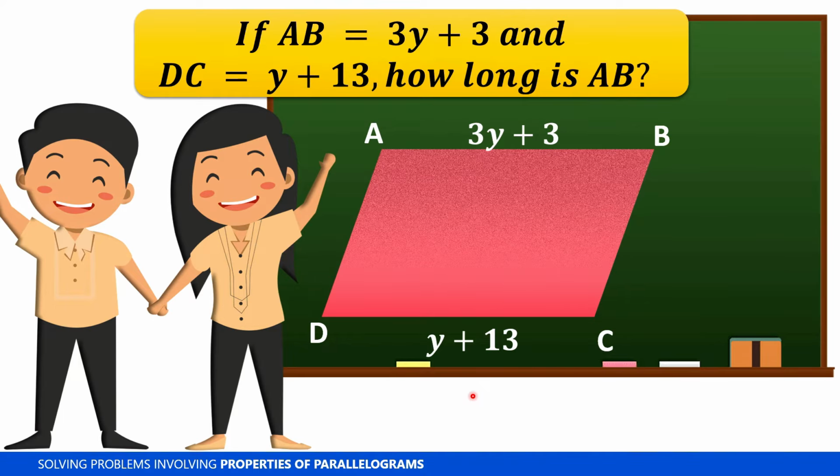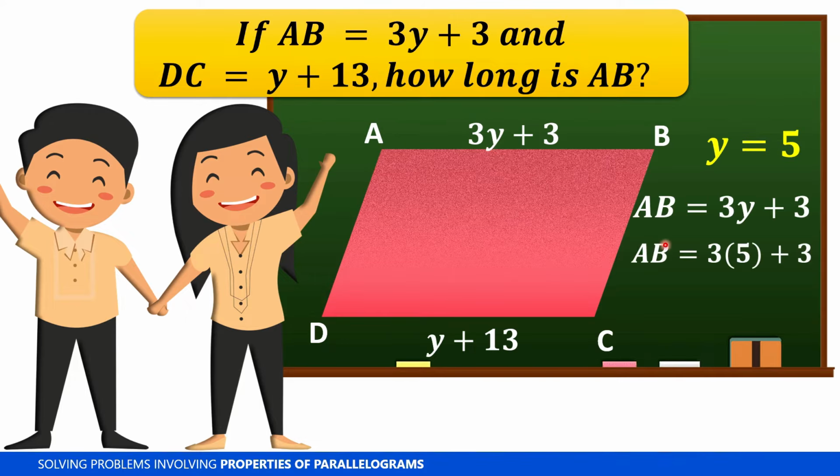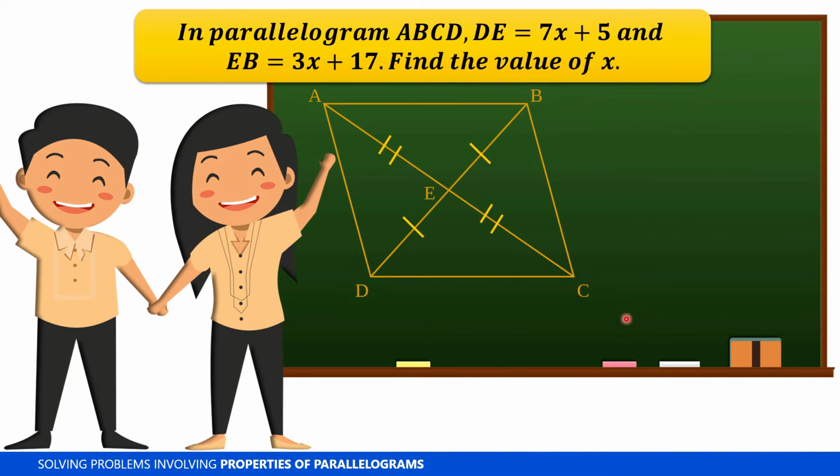Now that we already have the value of y, which is 5, we can now solve for the length of side AB. So to do that, let's just substitute positive 5 for y in 3y plus 3. So AB is equal to the product of 3 and 5 plus 3. So 3 times 5 is equal to 15, plus 3, AB is equal to 18. Now let's proceed with this problem.